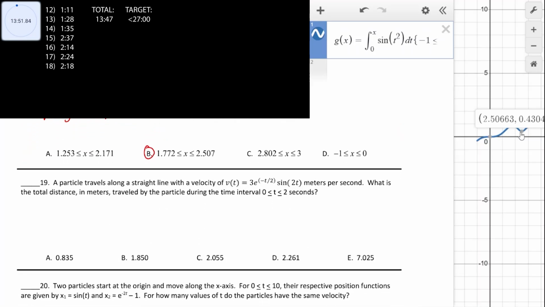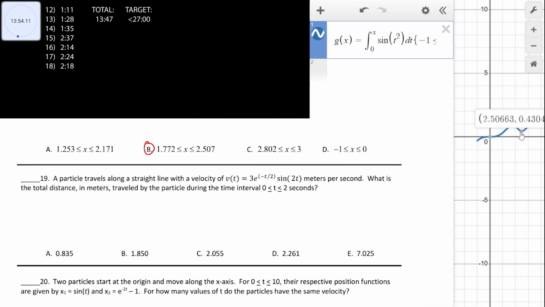Number 19 says a particle travels along a straight line with a velocity that's given by that function, and the units are meters per second. What is the total distance? Okay, so not displacement, but the total distance traveled by the particle during the time interval 0 to 2.